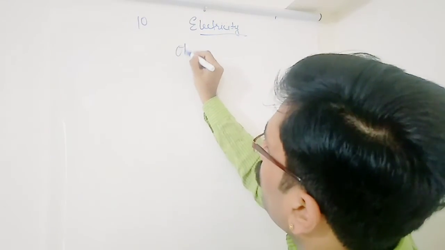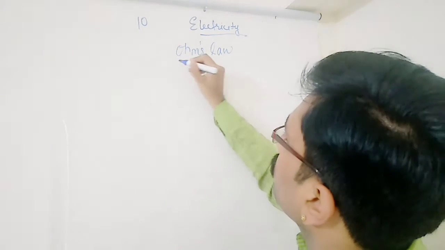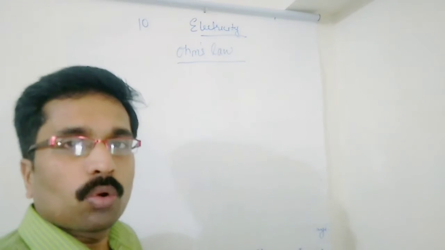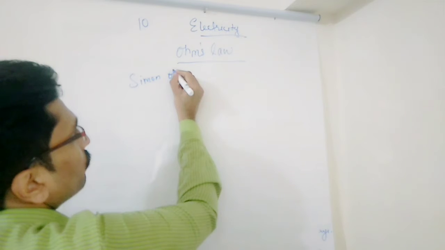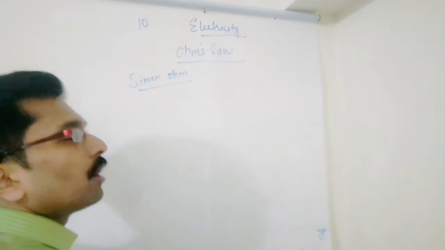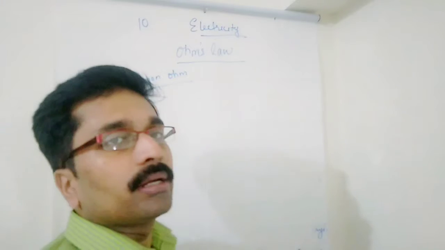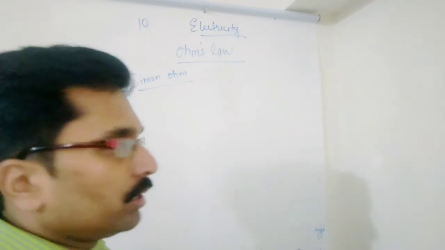It is Ohm's law. It is named after the scientist Simon Ohm. His name was Simon Ohm. And what he states is that the potential difference across a conductor is directly proportional to the current flowing through it.